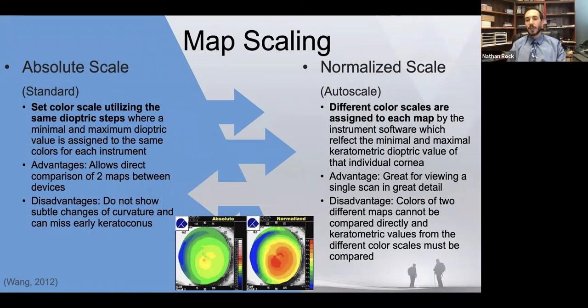Normalized, different color scales are assigned to each map, and that reflects the minimal and maximum curvature of each cornea. This is great for viewing a single scan in detail. However, the big disadvantage is that two different maps cannot be compared directly. So Ks from different color scales must be compared. Most topographers use what would be considered absolute or standard scaling, not normalized as default.